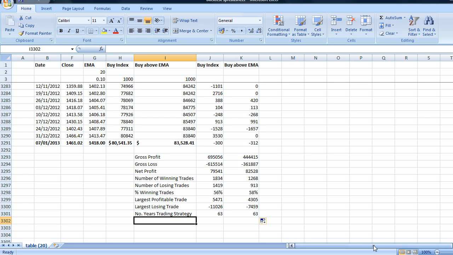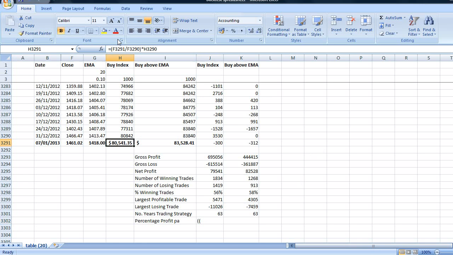Okay, the reason I wanted to know the number of years of the trading strategy is it's interesting to find out the average return per year for the strategy. So we're going to do that using the compound interest formula. I'm going to write in as the percentage profit per annum. The formula for this, I'm going to go back to this one here.